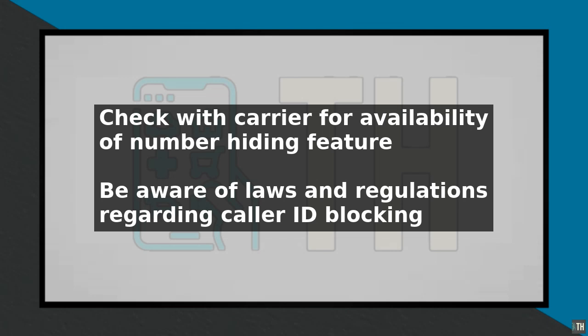It is also crucial to be aware of the laws and regulations in your area regarding caller ID and number blocking. In conclusion, hiding or blocking your number when calling on Android is a straightforward process that can be done through your phone's settings menu or by using a code. By following these steps and being mindful of the best practices, you can easily hide your number and maintain your privacy when making calls.